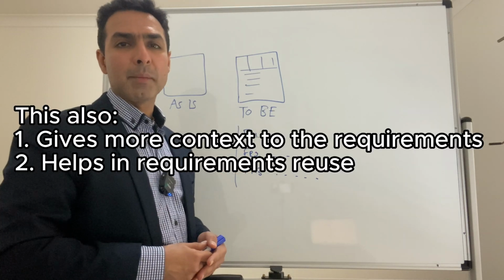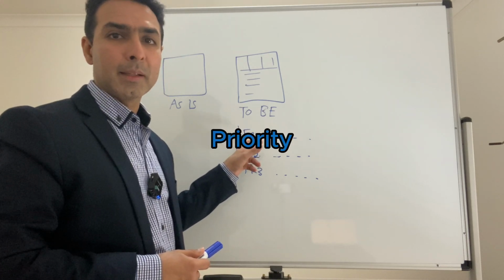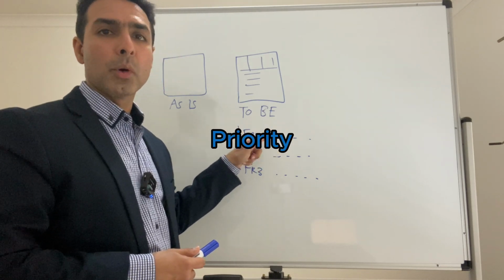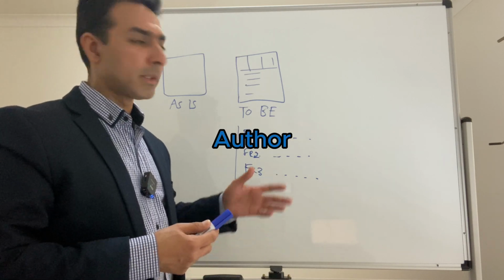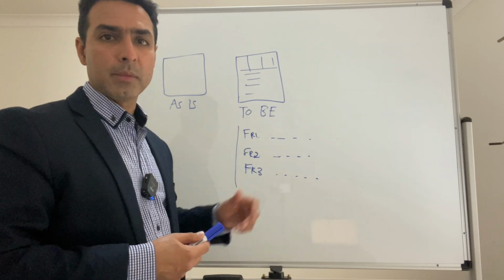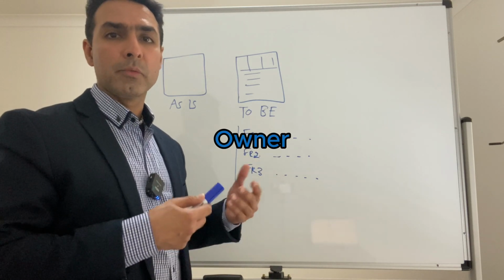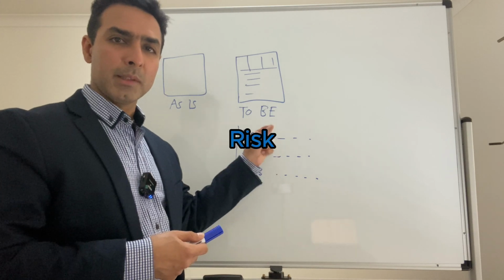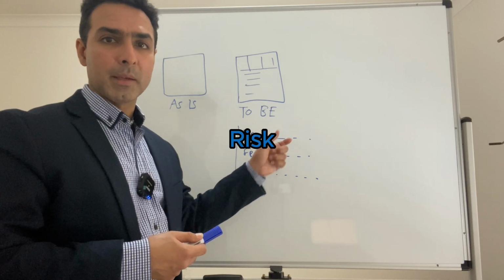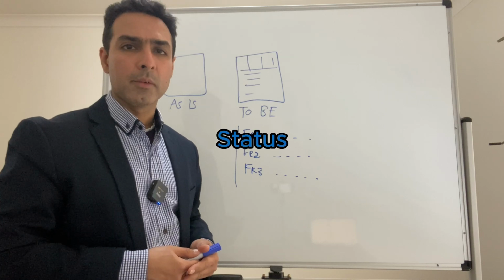Some common examples of this metadata are things like priority. It's also metadata that talks about the requirement as to what its priority is. Another one could be author. Who is the author or the main source for this requirement? Which business team owns this requirement or is eventually accountable for it? What's the risk associated with this requirement? So risk is another metadata. Status is another attribute of metadata for requirements.